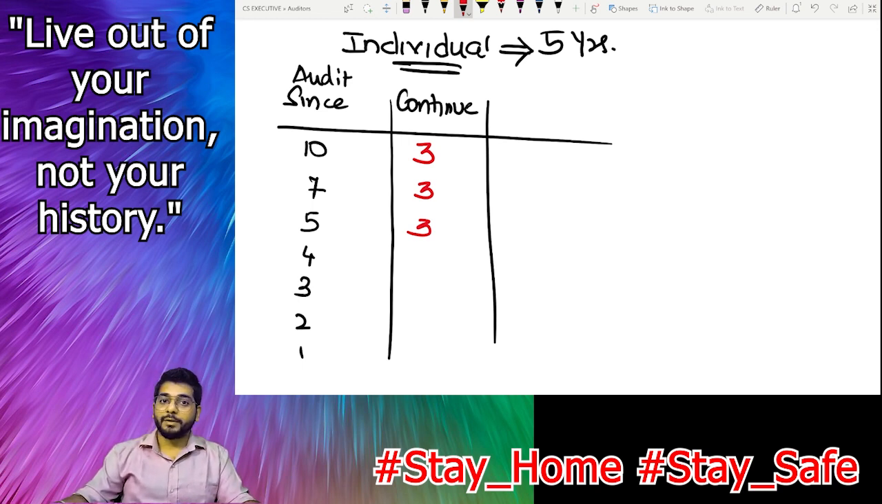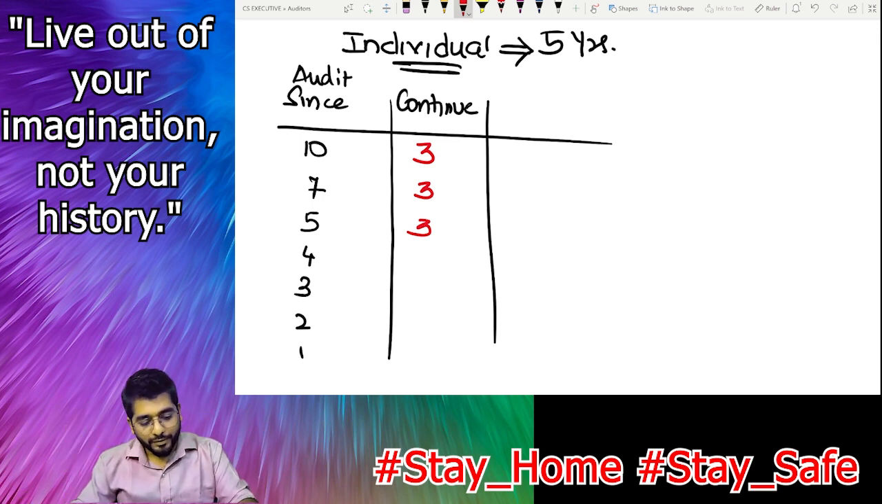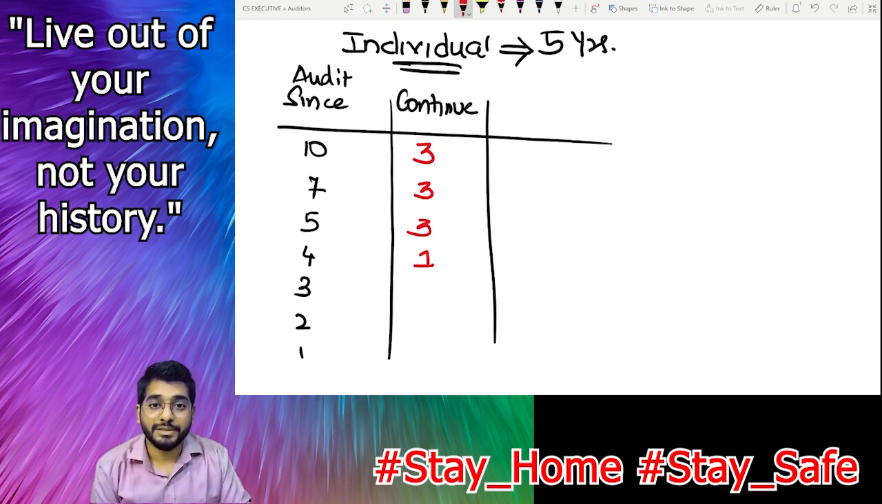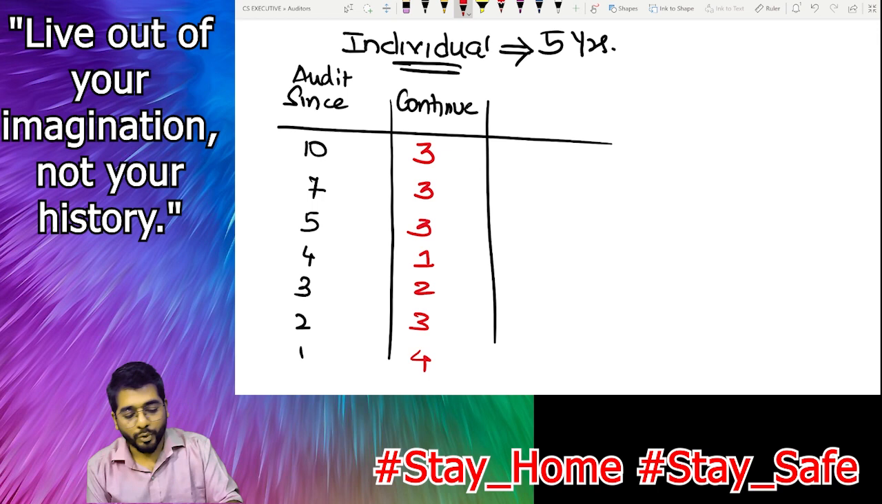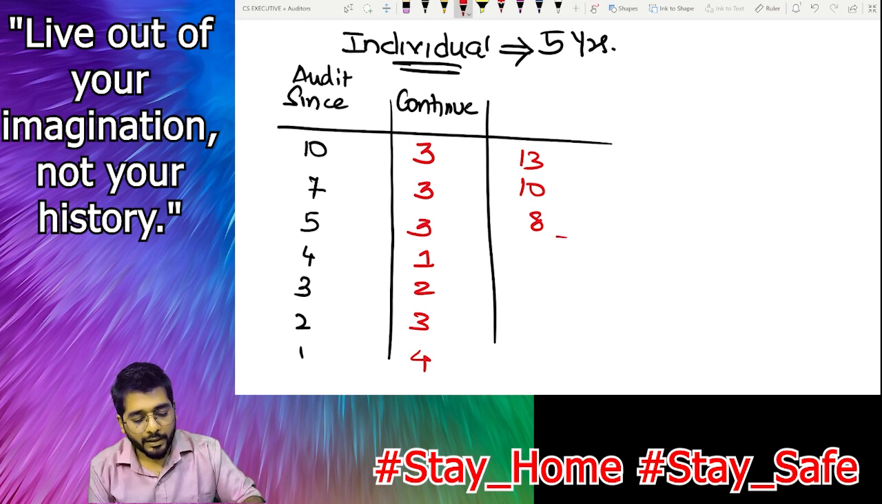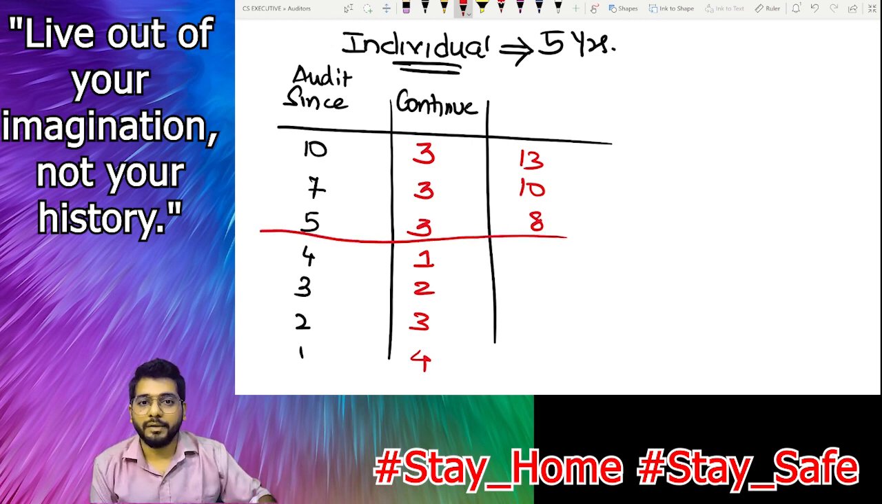Sir, if 4 years are completed, then you tell me. 4 years are completed, but you can do the audit for a total of 5 years, so 1 year you can stay there. If I have been the auditor for the last 3 years, then 2 more years, because 5 years is the calculation. So 3 years here and 4 years here. Total will be how much? 13, 10, 8. This is where I was already the auditor for more than 5 years.